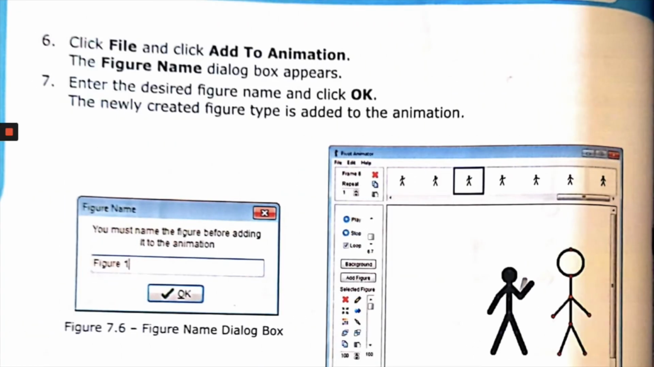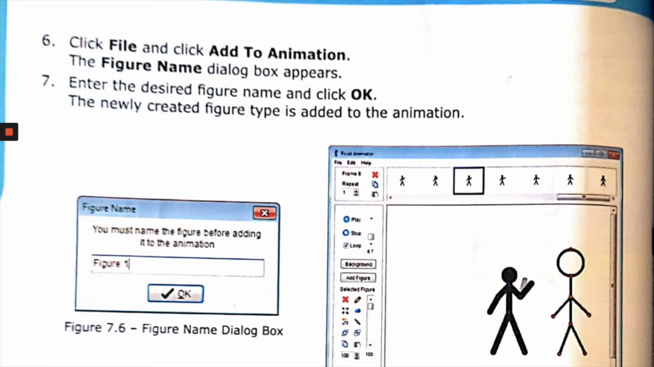After that, you need to click File and click Add to Animation. Once you have completed making your figure, go to the File menu and click Add to Animation. The figure name dialog box appears. Enter the desired figure name and click OK.